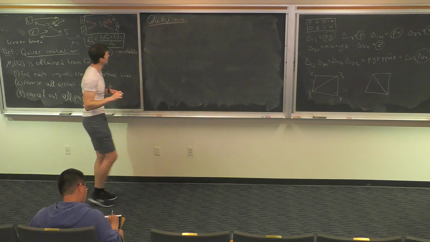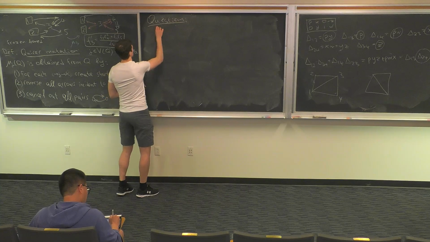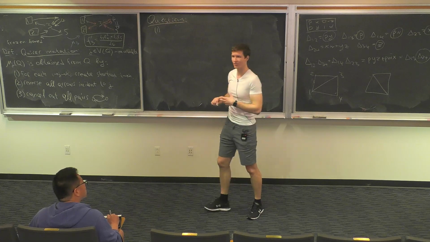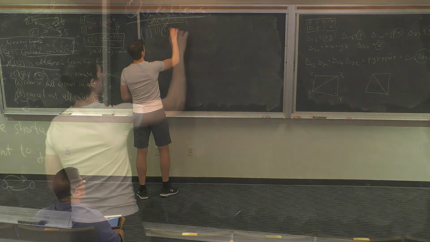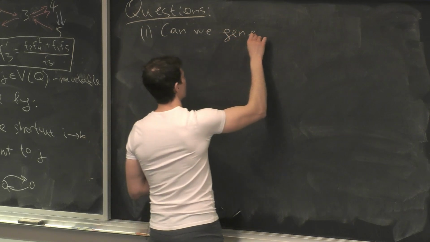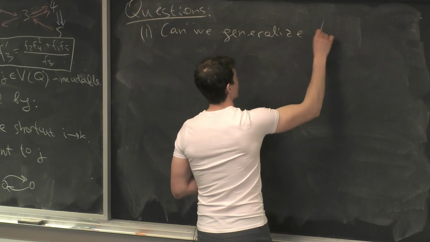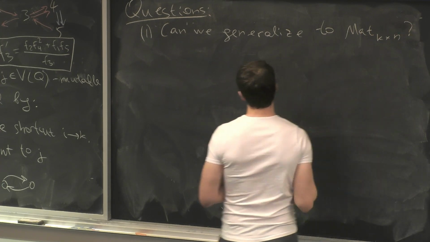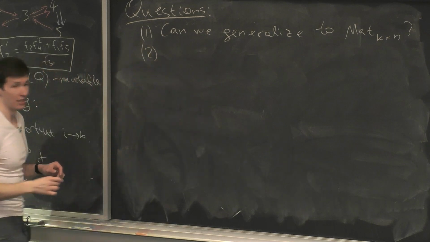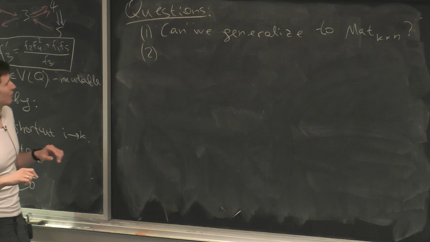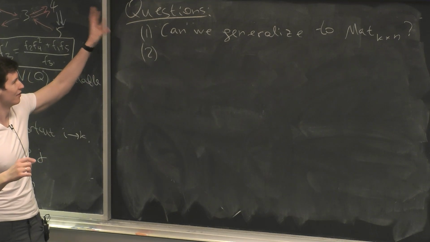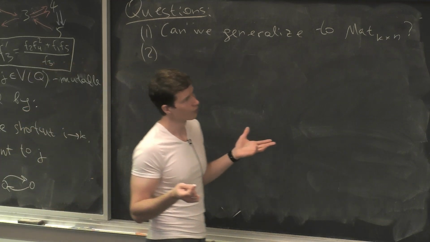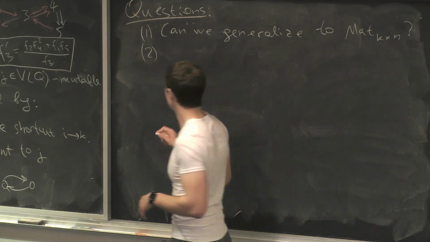So, some questions that you may have is, first of all, I took 2 by n matrices. Is it special to 2 by n, or can we generalize to matrices k by n? And the answer is yes. Hopefully, I have time to tell you, but if not, then it's just a cliffhanger. So another question is, what does this all have to do with the dimer model?